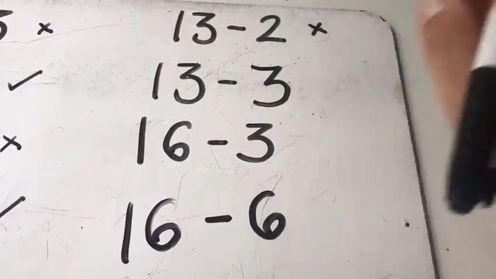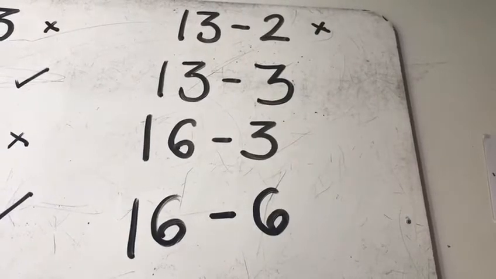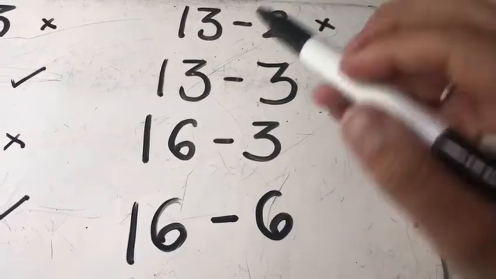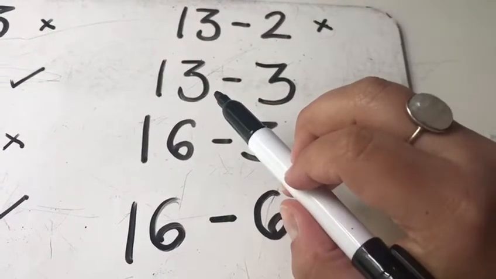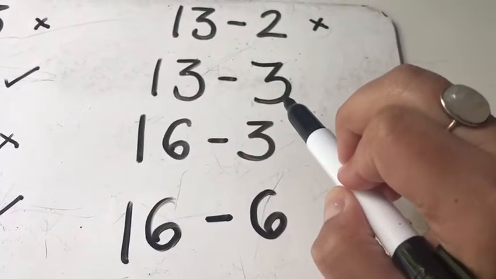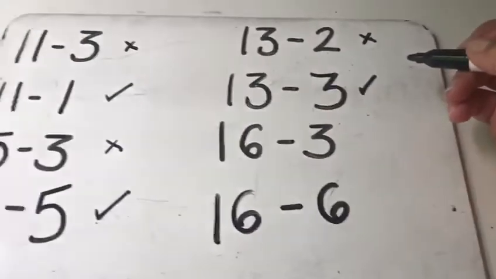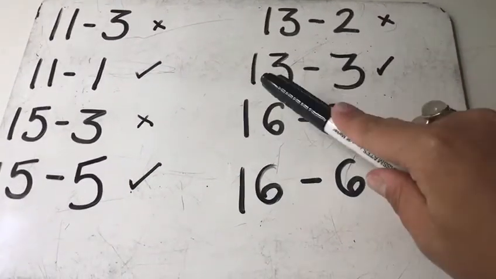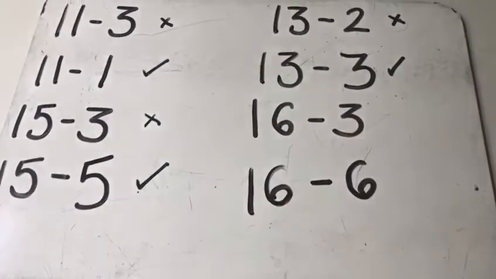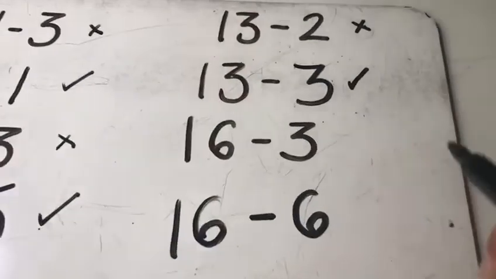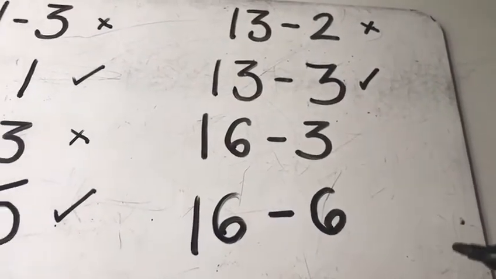What about this one? 13 take away 3. Well, I know that 13 is 3 more than 10, so if I'm taking that 3 away, will that bridge to 10? Yes, it will. Notice a pattern, Year 1, at the kind of questions that do bridge to 10. Final 2, 16 take away 3.